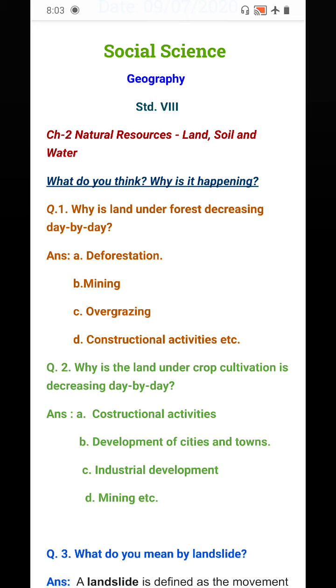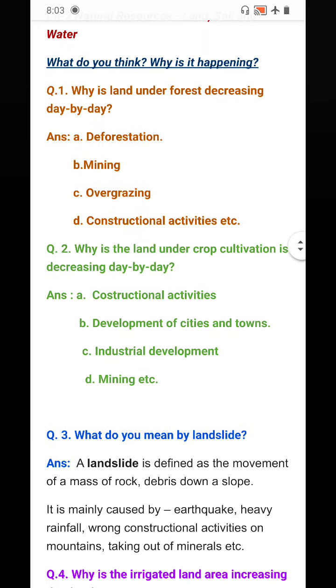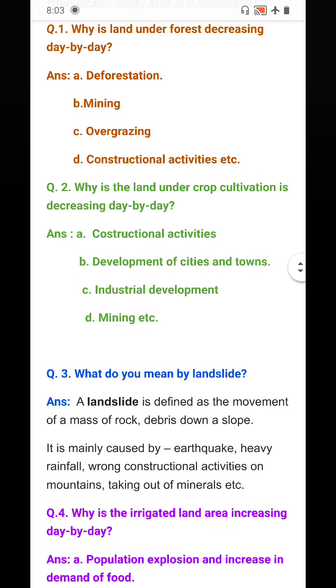Next question: why is the land under crop cultivation decreasing day by day? That means the cultivated area is also decreasing. Here also you have to write down the same type of points. Constructional activities, that means cultivated lands are captured and buildings and industries are set up. Development of cities and towns, industrial development, mining, these are the things.